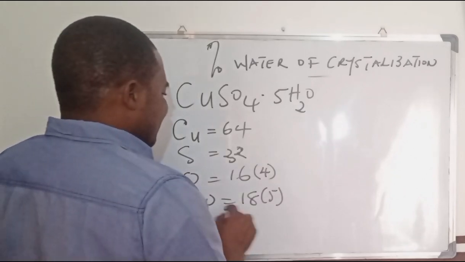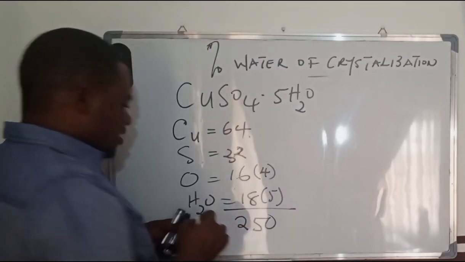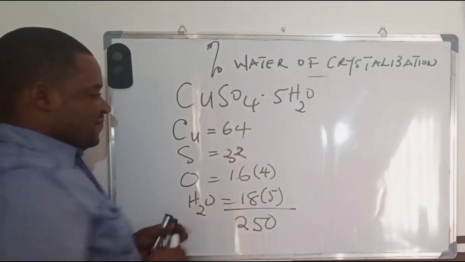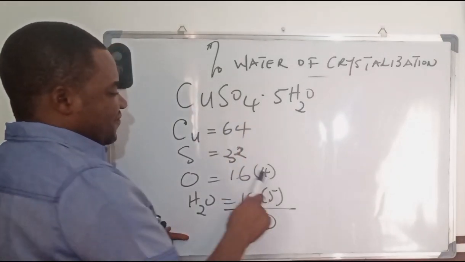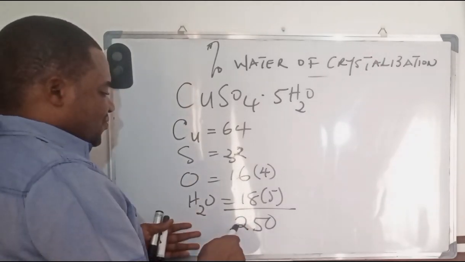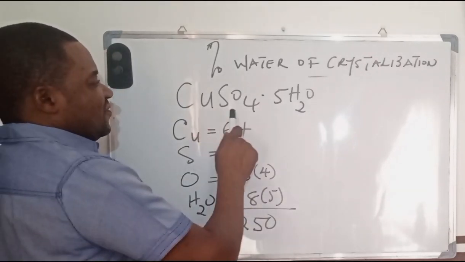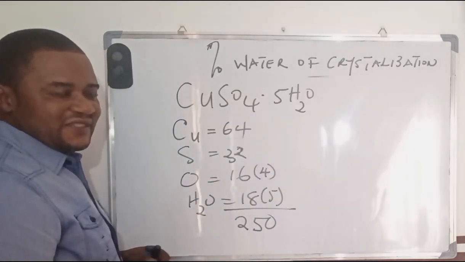When you add this, you should have about 250. Do that calculation yourself. When you add 64 and 32, and then multiply 16 by 4, and then 18 by 5, and put together, you should have the molecular mass of hydrated copper sulfate to be about 250.